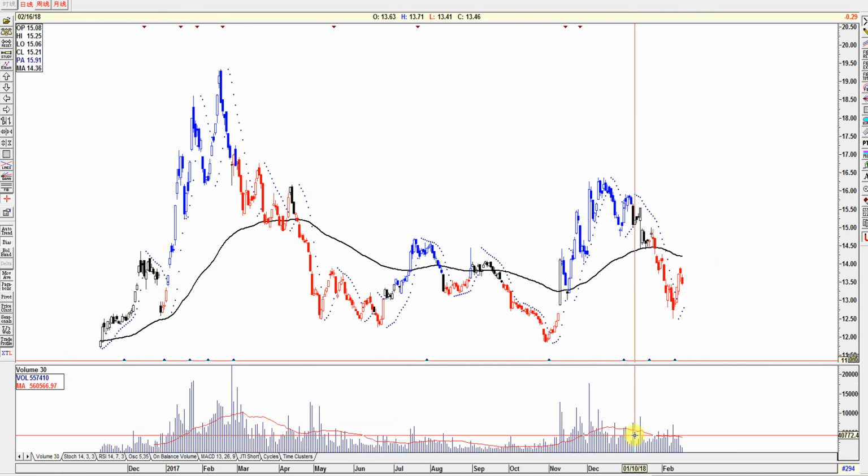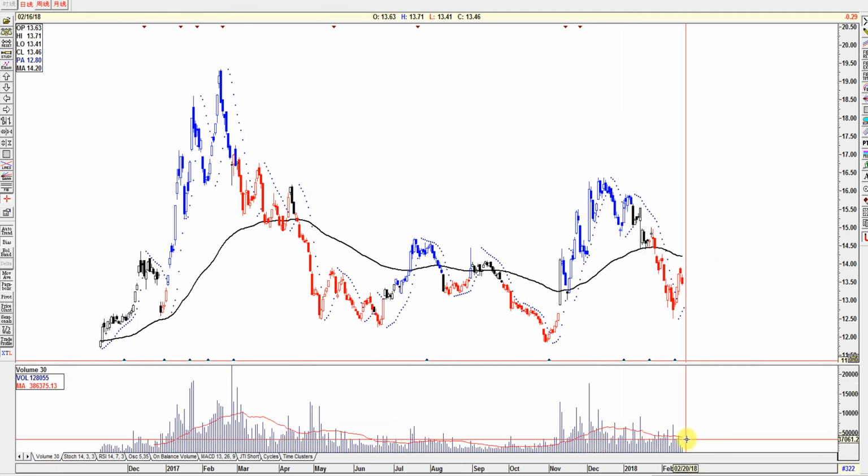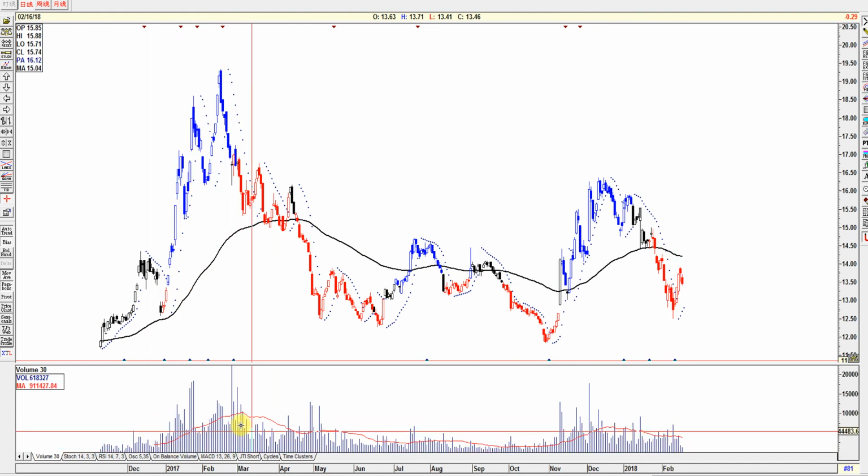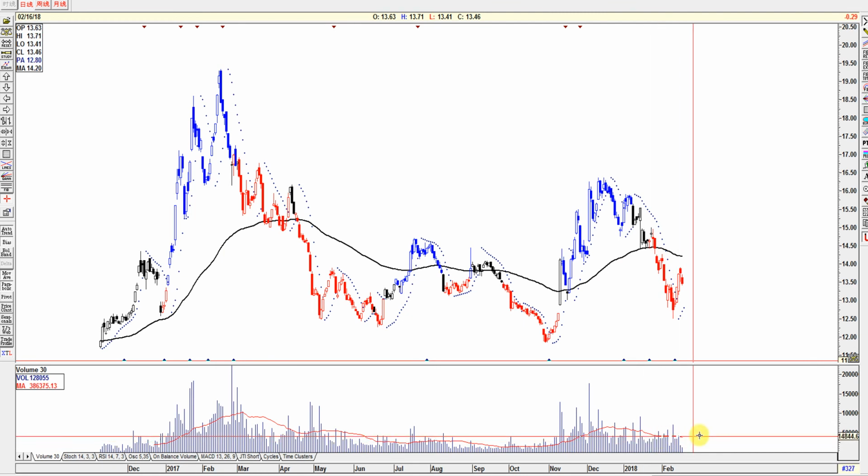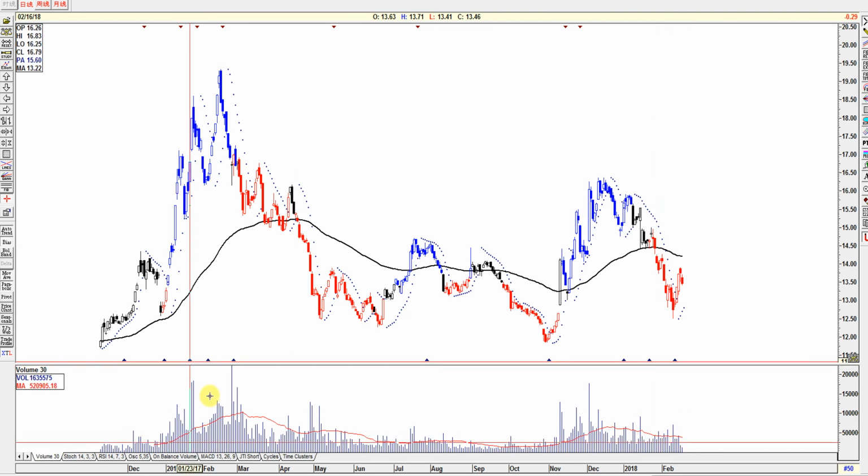Volume, very anemic. Look at that, below the average. Very, very anemic. Look at this volume. That's nice. Are we having this here? No. There's no attention going on here.